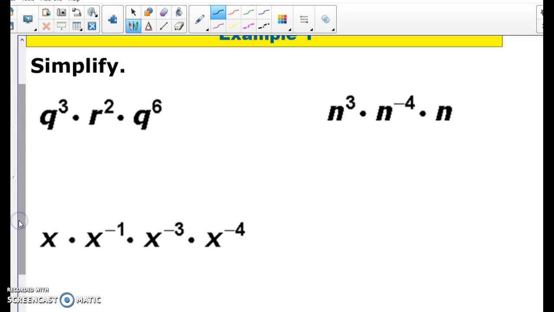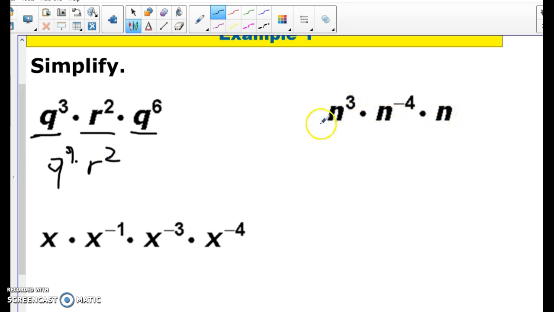You can do the same thing with variables. It doesn't matter what it is. I have a q to the 3rd here, and a q to the 6th here, so I'm going to end up with q to the 9th. Okay, it just looks like 2 9s. Alright, and then just an r to the 2nd, nothing else I can combine it with. So there's my r to the 2nd.